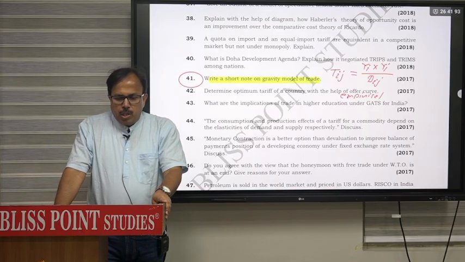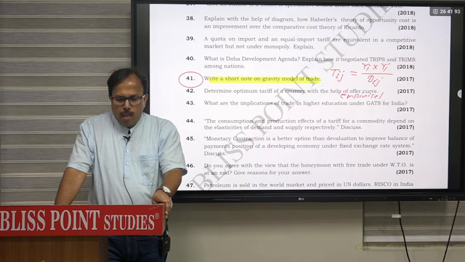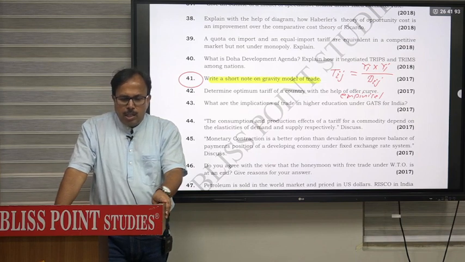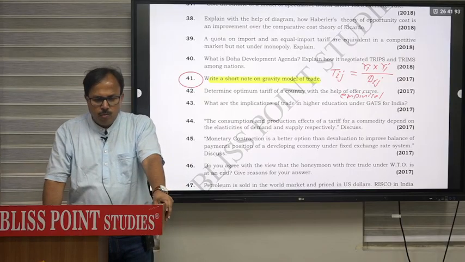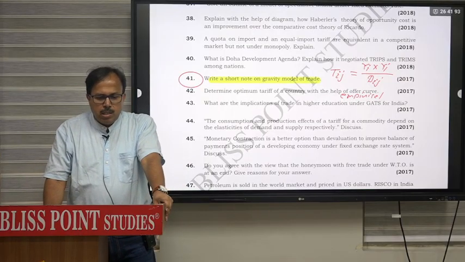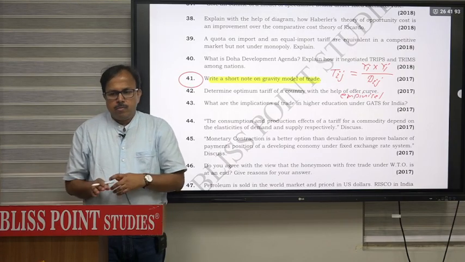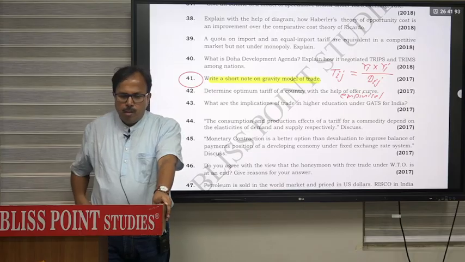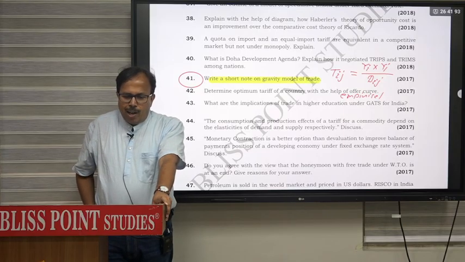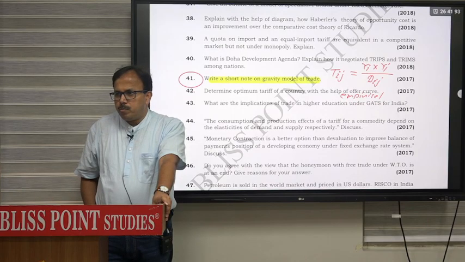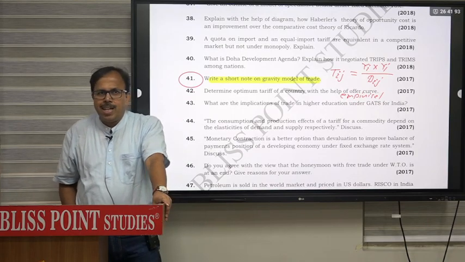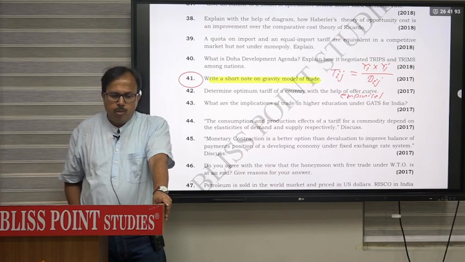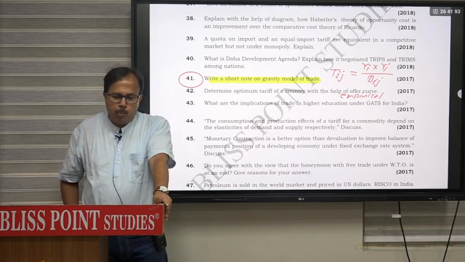The empirical relation between the size of a country's economy and the value of both its exports and imports has been highlighted by this theory.